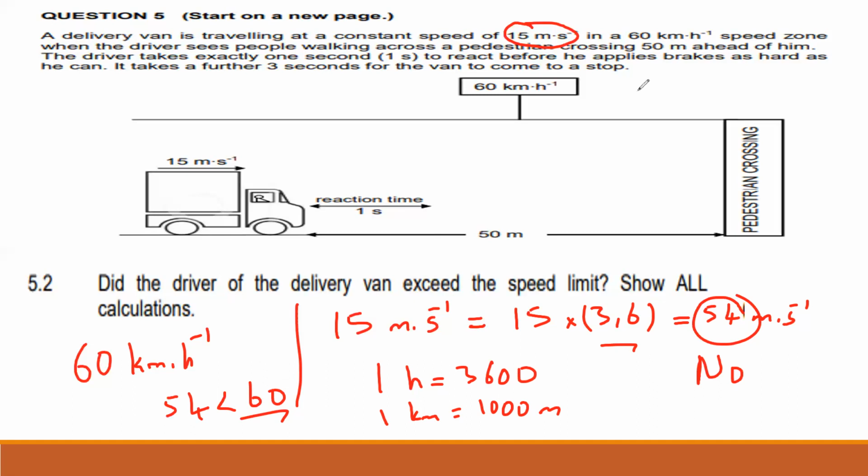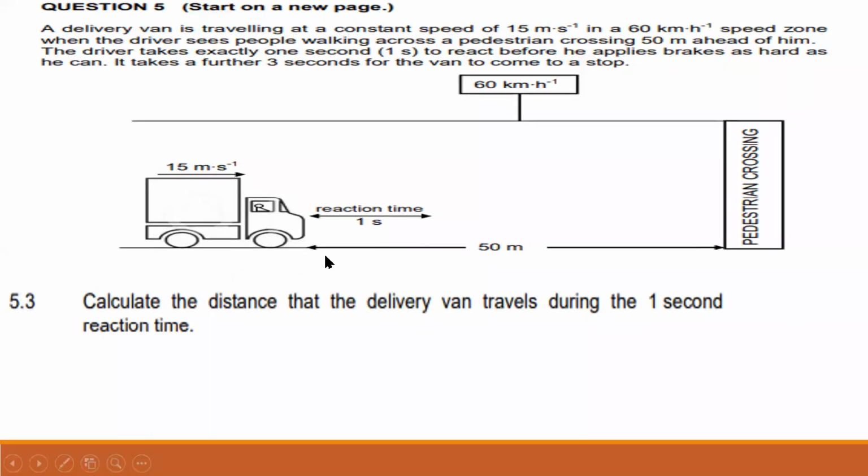Let's continue with the next question. Let's see what they ask. Calculate the distance for 1 second reaction time. So we are going to calculate our distance. What was the formula for distance?